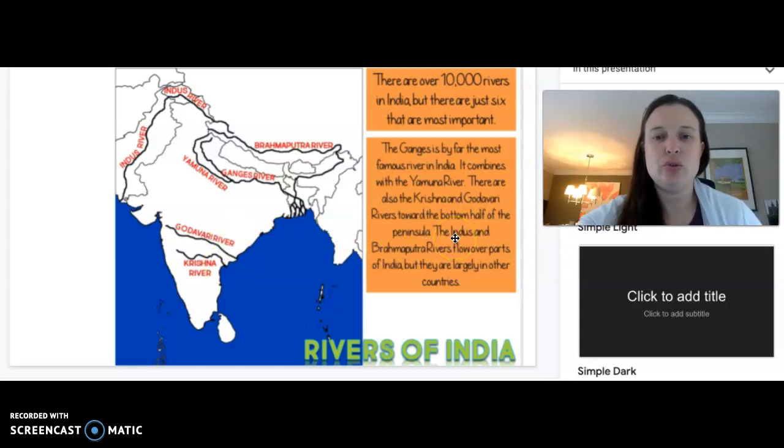The Indus, here, and Brahmaputra River here, flow over parts of India, but they're largely in other countries. I can see the Brahmaputra is actually in China, in the Tibetan region. And I can see that the Indus River is now in what we now call Pakistan, but that used to be part of India. Then it's going up to some of the bordering countries, like Tajikistan, up here.